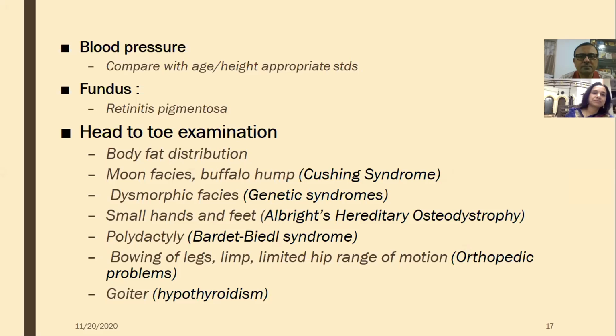So one should look for hypertension, look for retinitis pigmentosa. We were talking about Bardet-Biedl syndrome, so retinitis pigmentosa, especially in a child who's reaching the second decade of life, may be obvious. A good head-to-toe examination, body fat distribution, look for features suggestive of Cushing syndrome, moon face, buffalo hump, a dysmorphic face for a genetic syndrome. Albright's hereditary osteodystrophy, a child apart from short stature will have small hands and feet, whereas polydactyly is a feature of Bardet-Biedl syndrome. Look for bowing of legs, limp, limited hip range of movements, and look for goiter for hypothyroidism.